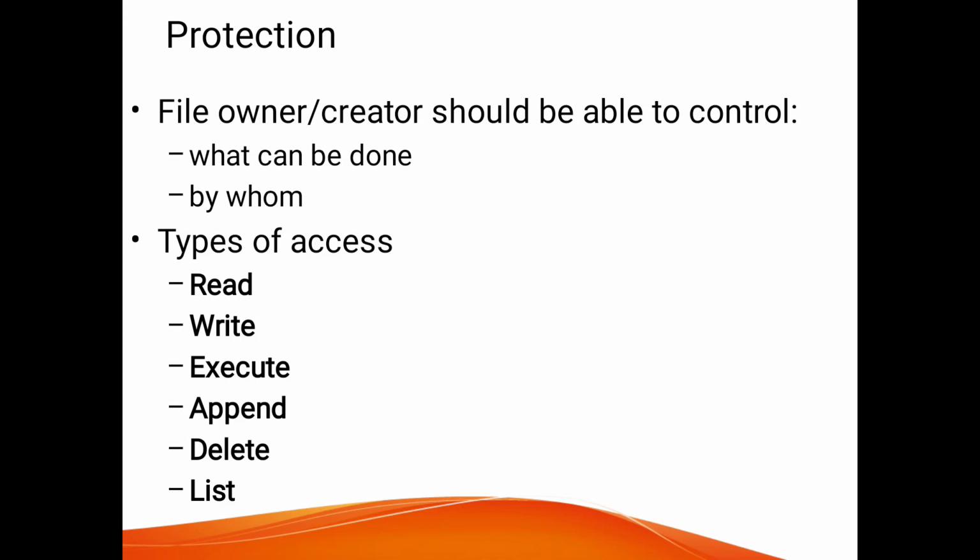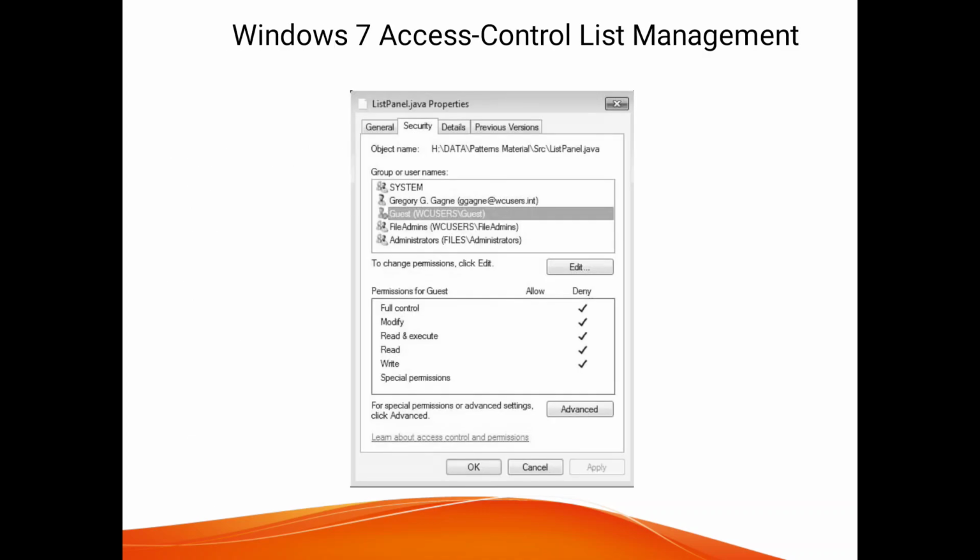Here the protection is also very important. The file owner or creator should be able to control what can be done and by whom. The types of access are read, write, execute, append, delete, and list. In Windows 7, the access control list management is described by full control, modify, read, write, and special permissions. These options are available.